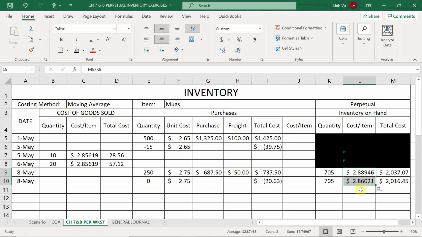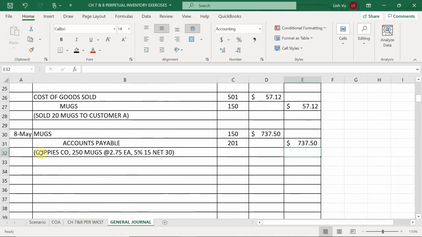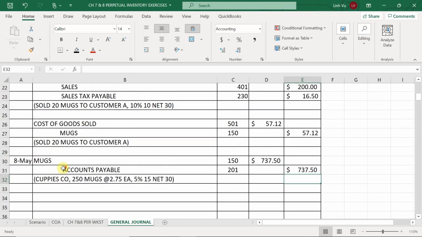Okay, good. Now take a look at this. Because I end up returning or getting a discount, now my average cost per item has dropped more than 2 cents. Okay. So now I know what my total amount is. My refund is for $20.63. So let's go ahead and plug this into my journal.